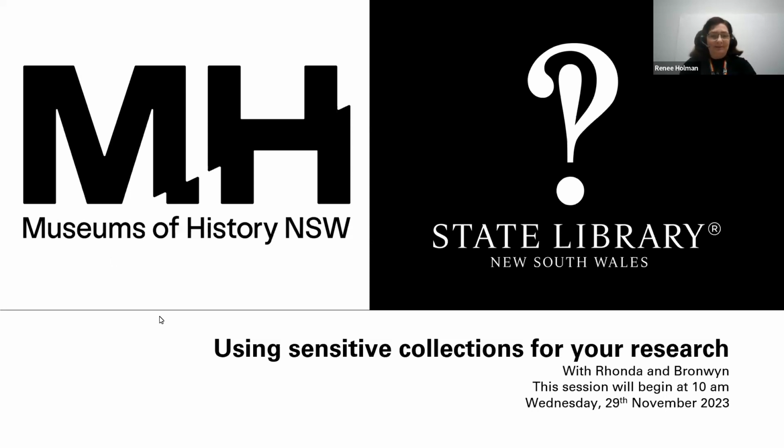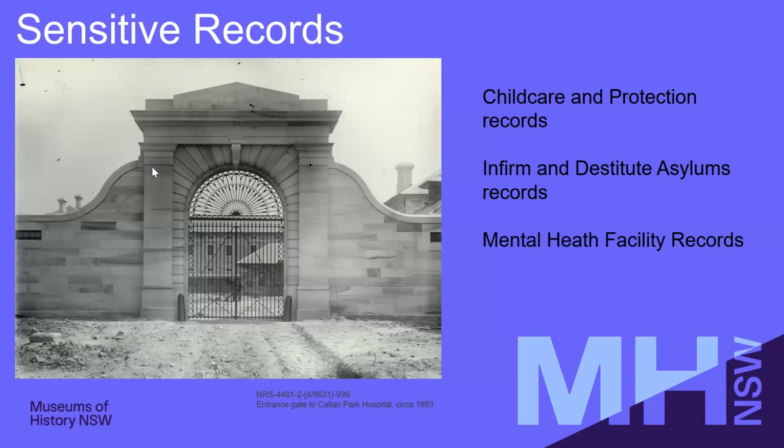Thank you, Renee, and good morning. I would like to acknowledge that I'm coming to you from the lands of the Darug people in Western Sydney. In this webinar, I will be talking about records in the Museums of History New South Wales State Archive collection relating to childcare and protection and patient records for infirm and destitute asylums and mental health facilities. These types of records contain different types of personal information which could be considered sensitive for one reason or another. This could include details about a person's social condition, health and medical information, information about children in care, and about a person's family background. The records can provide a real insight into an individual's personal story.